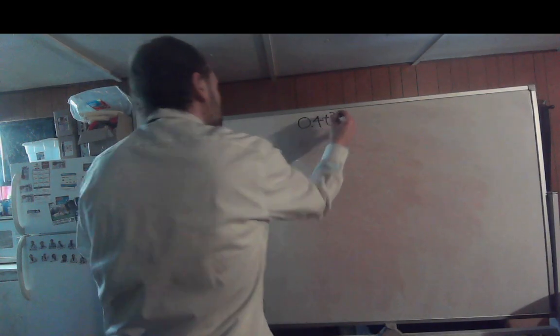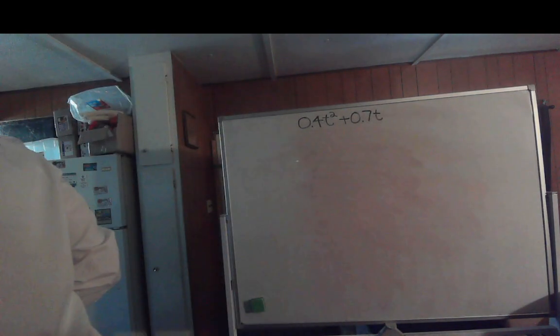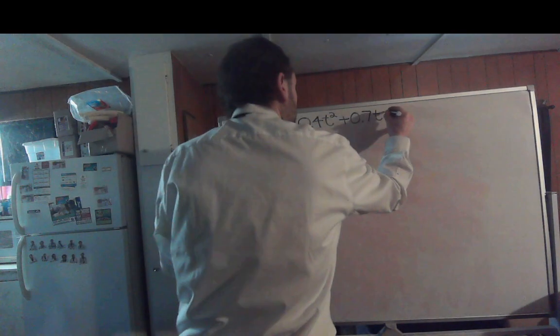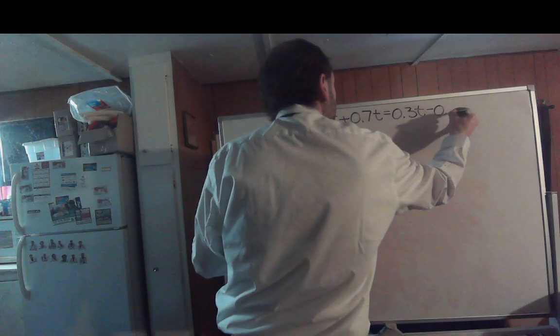See, I have two more good ones. So we have 0.4 t squared plus 0.7 t equals 0.3 t minus 0.2.